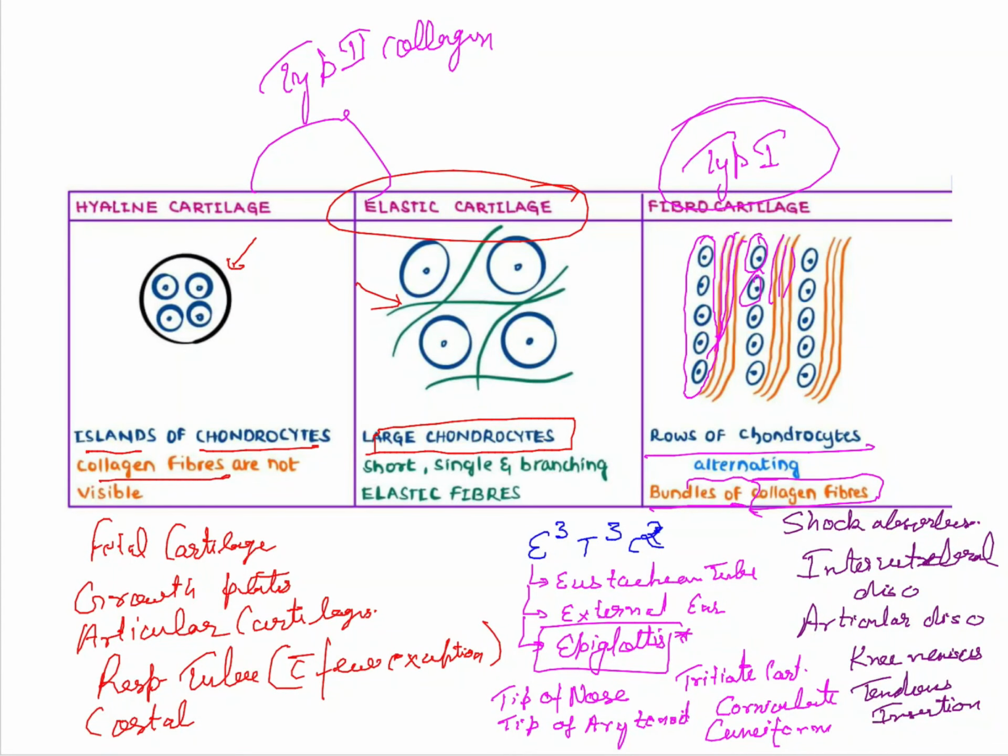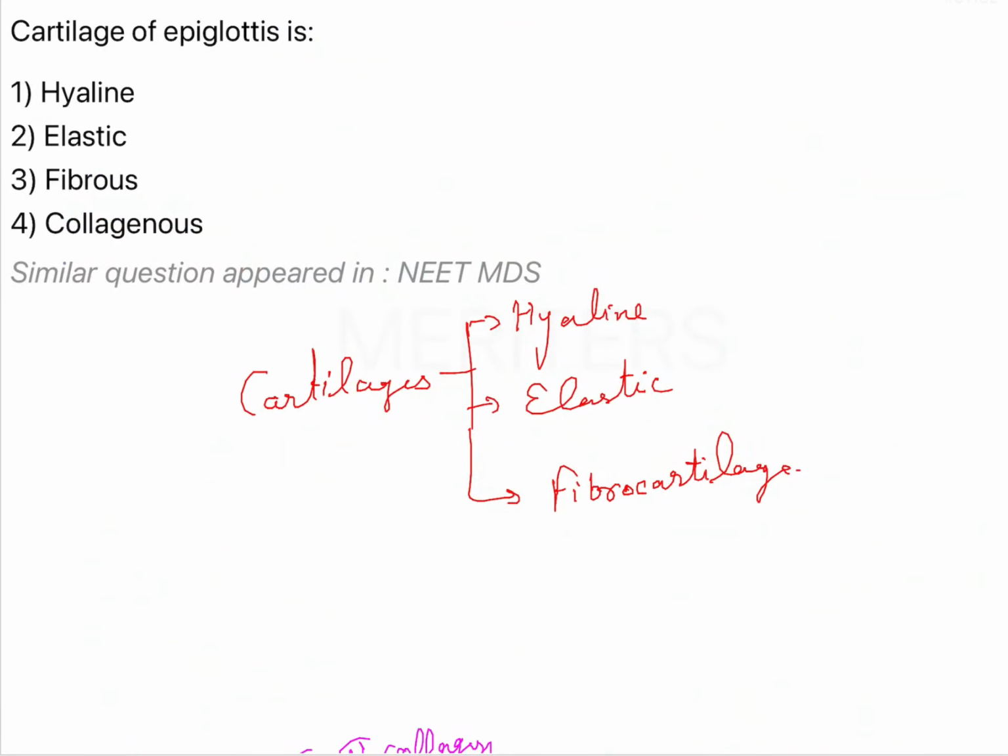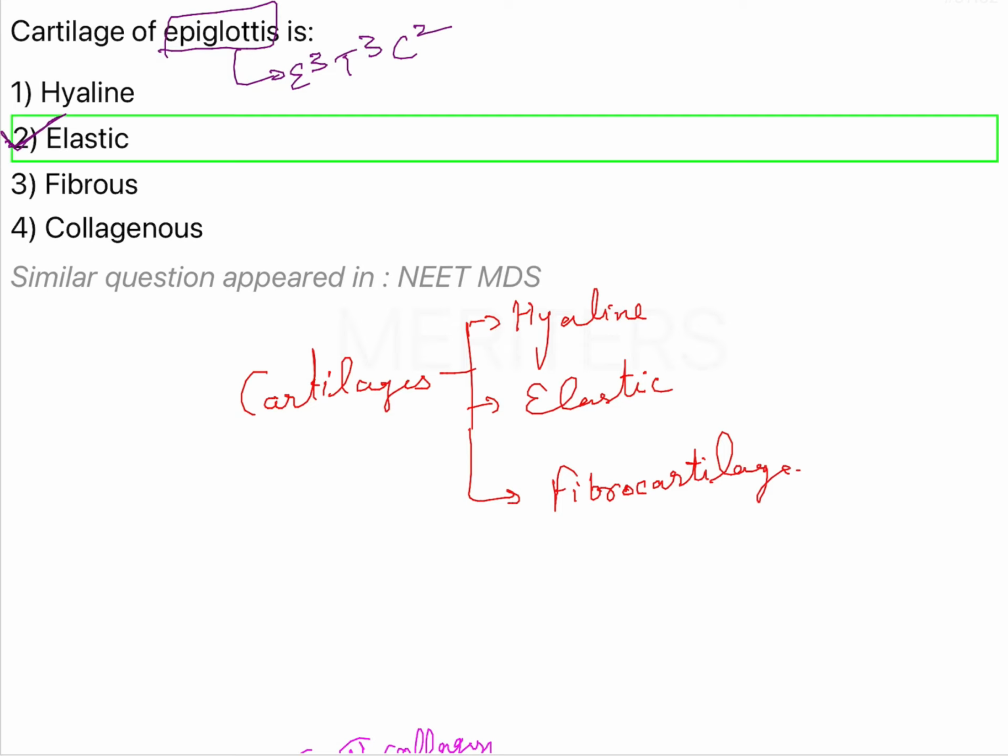So we have come to the conclusion here. If we go back to the question and try to answer it, cartilage of epiglottis, that is E cube, T cube, C square, is going to have the elastic cartilage here. So the answer is option 2, that is elastic, for the epiglottis.